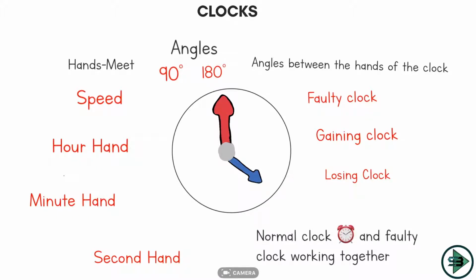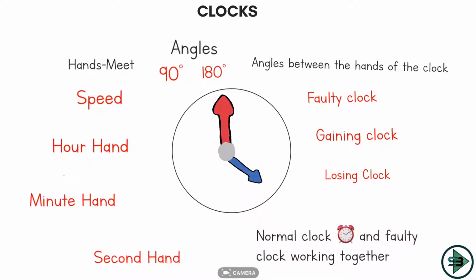Then we see the problems where we find out the angle between the hands of the clock. So I'll give you any time and I'll ask you what is the angle between the hands of the clock at that time. So what is a method to do that? Problems on faulty clock, gaining clock, losing clock. Then a normal clock with a faulty clock working together, when will they show the same time again? Such kinds of problems we'll deal with here.